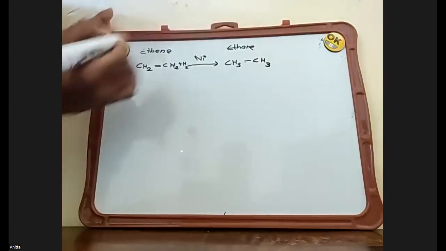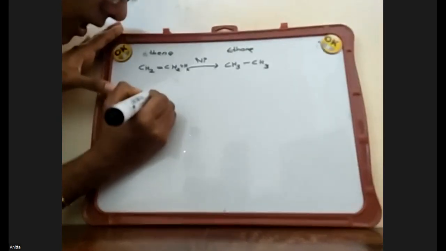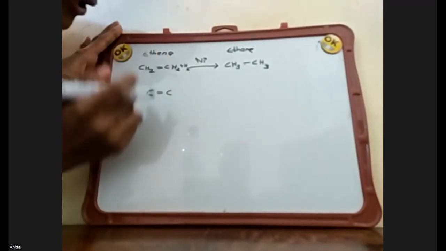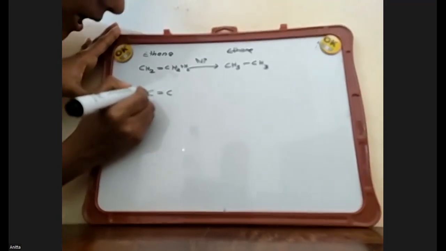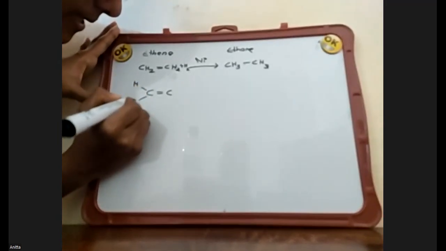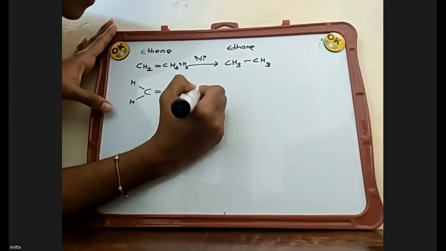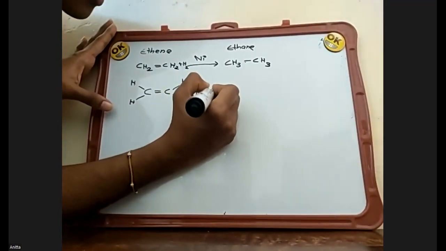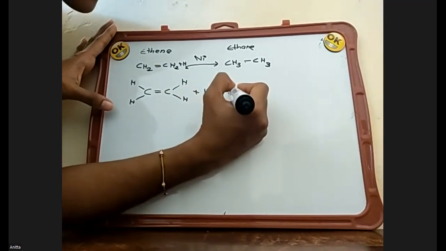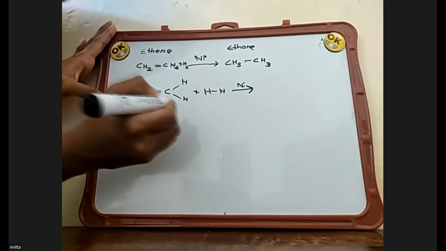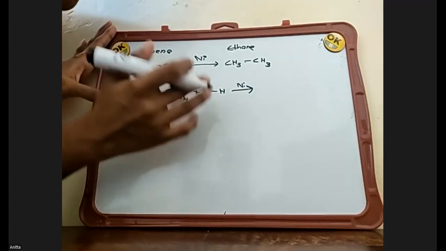How the reaction takes place? So we write carbon in double bond in between two carbons, and we write two hydrogen in one side and two hydrogen in other side, plus hydrogen. We write H2 as 2 hydrogen and react in the presence of a nickel. Here we can say that reaction takes place in the presence of a catalyst.